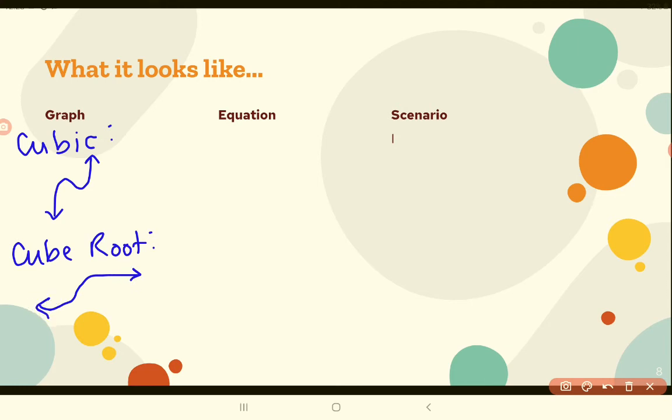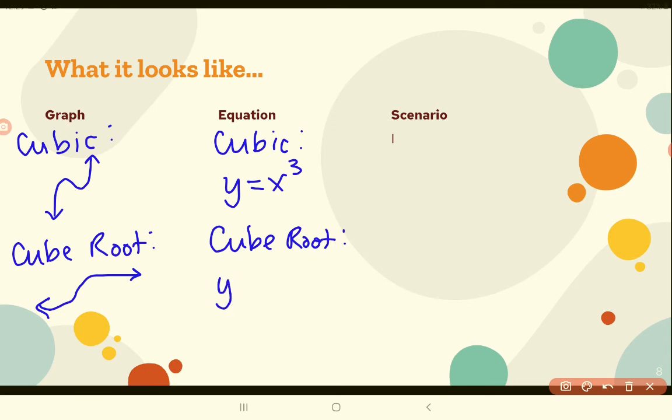Okay? What do those look like as an equation? Well, the cubic, think about if you cube something, what are you doing? You're raising it to the third power. So y equals x cubed. What about a cube root? What does that symbol look like? Okay, well, a cube root looks like a square root, but it has a little 3 on the little radical symbol, just like that.